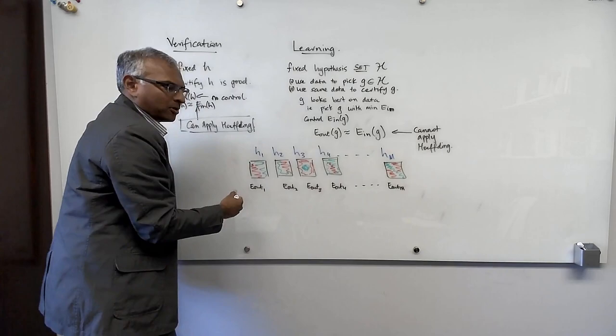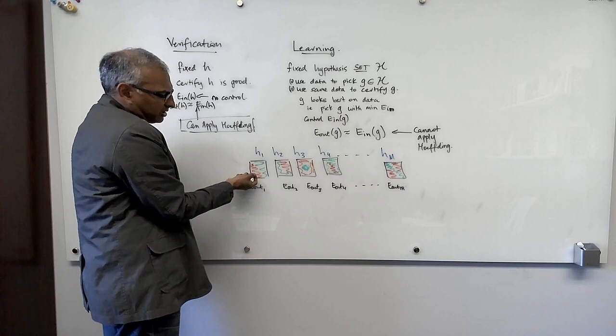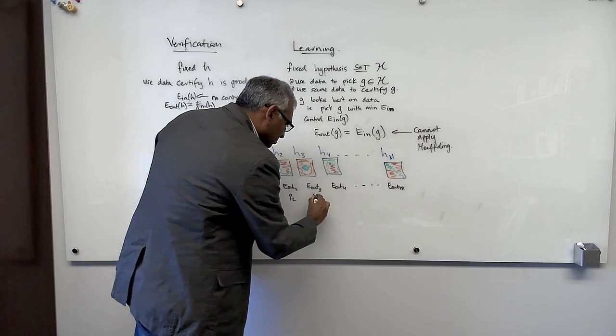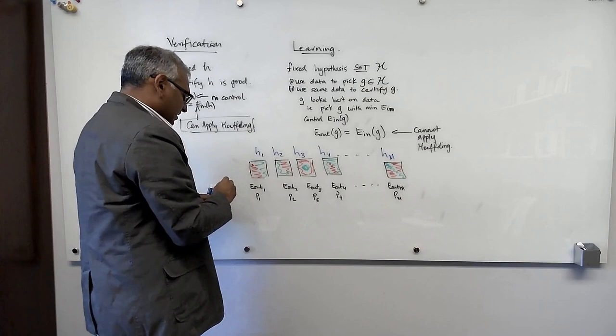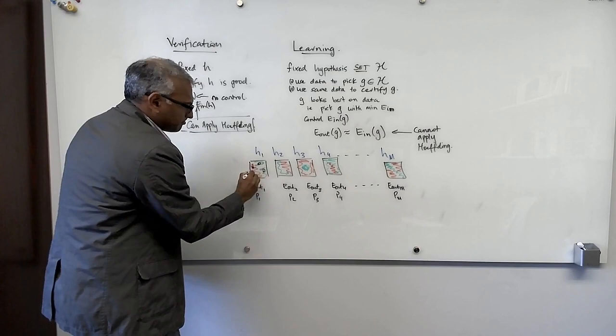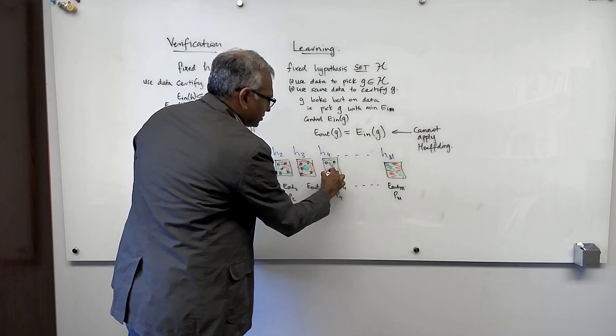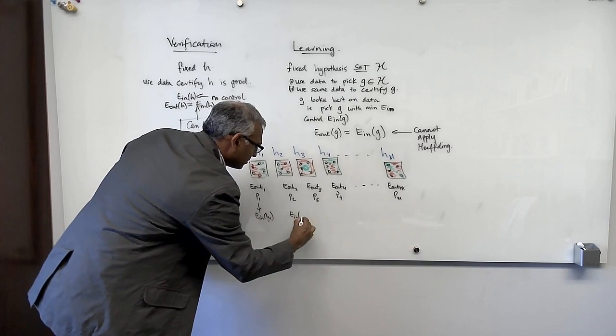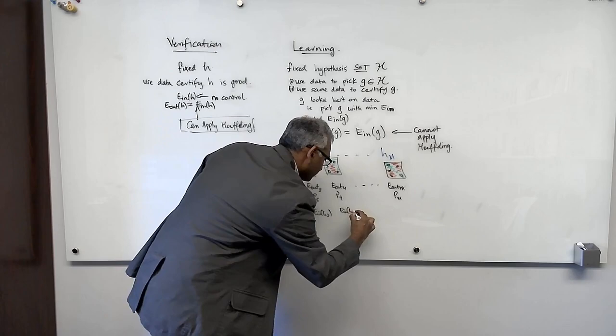So what is this E out? This E out is the probability that if you randomly generate a point, you end up in the red region. So this is exactly a probability, which I could call P1, P2, P3, P4. Now, what do you do? You generate a data set. You generate some points, and it's the same points in each. And you're going to use these points to evaluate each hypothesis. Each of these gets an E in: E in of h1, E in of h2, E in of h3, E in of h4, and so on, E in of hM.